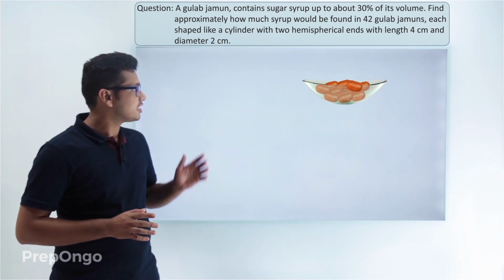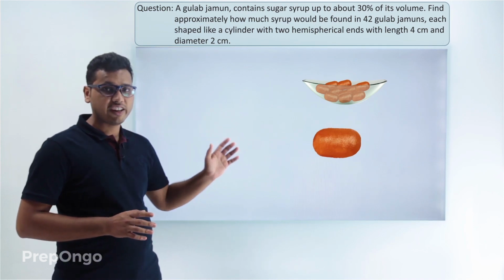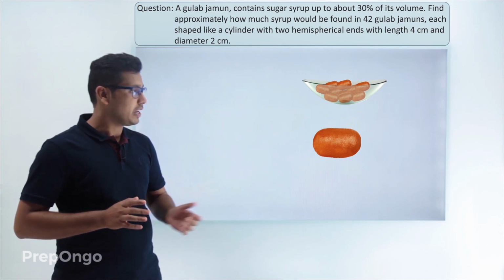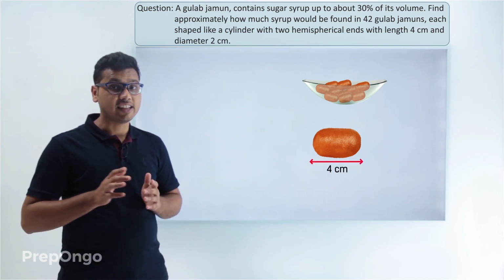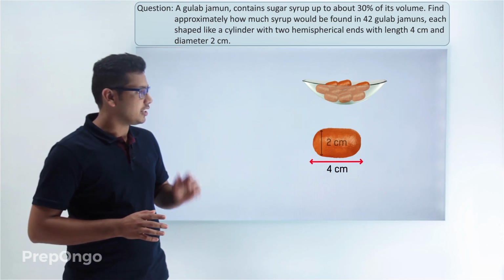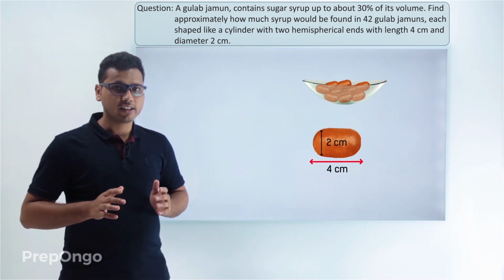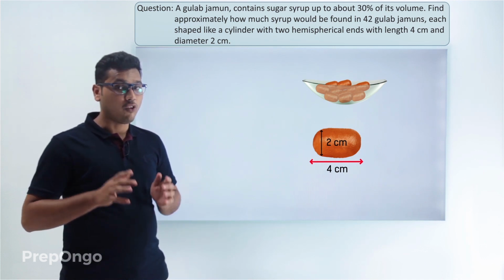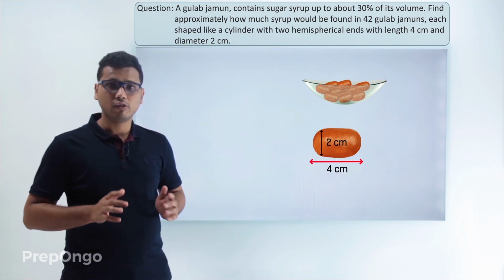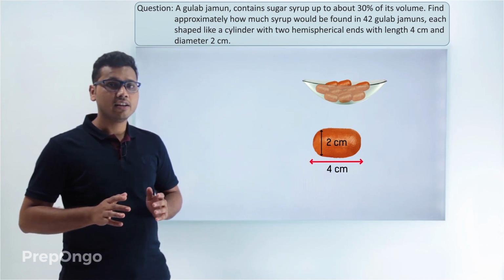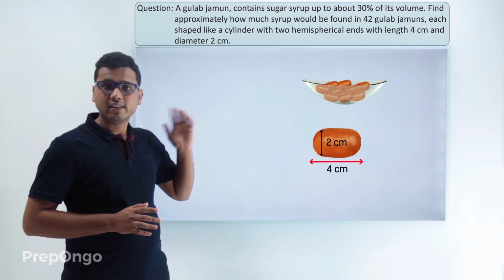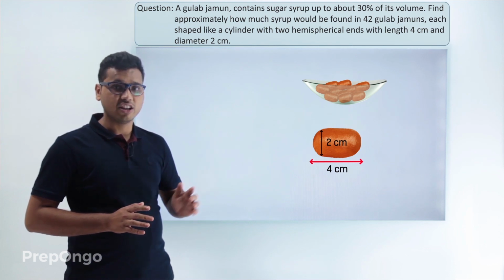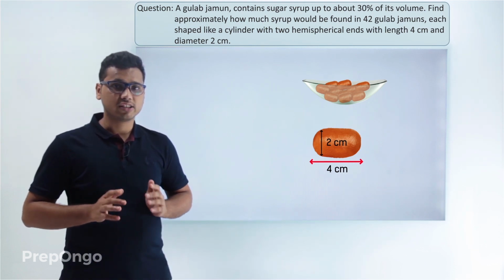jamuns are in the shape of a cylinder with two hemispherical ends, and the length of the gulab jamun is given to be 4 centimeters and its diameter is given to be 2 centimeters. Now we have to calculate the volume of sugar syrup here. So if we somehow calculate the volume of the whole 42 gulab jamuns, then we can easily multiply this 0.3 or 30% by the volume of 42 gulab jamuns and get the volume of sugar syrup here.